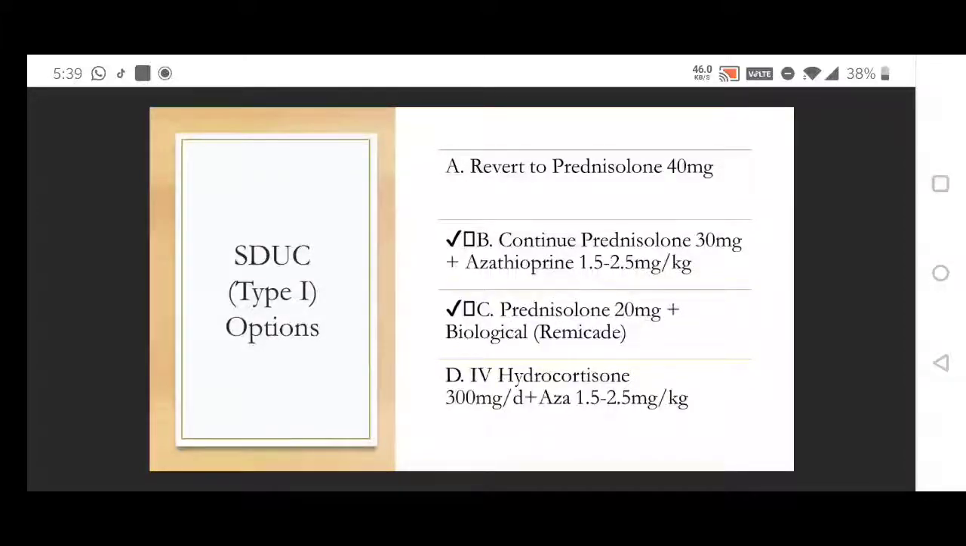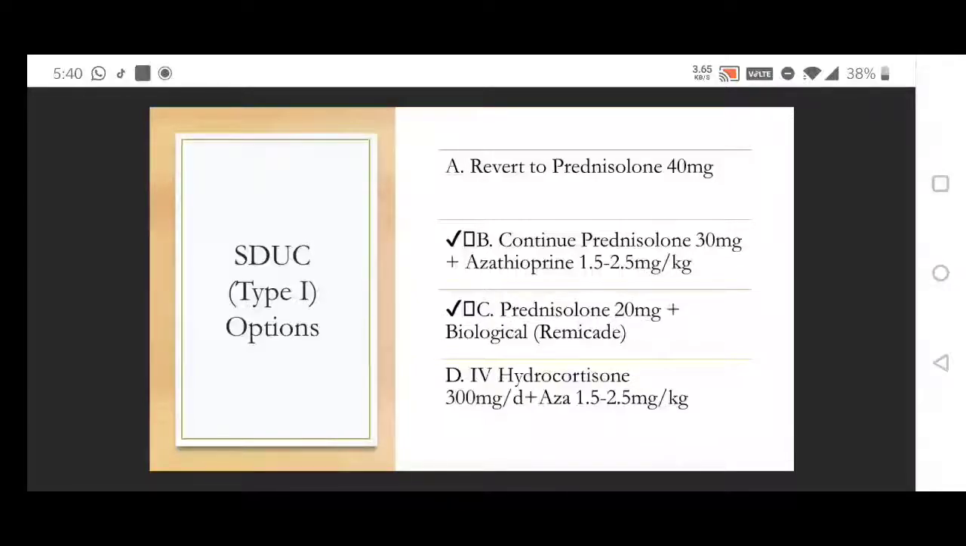Now, what about the first? Somebody that revert back to prednisone, that would not be a great choice, because if you go back to 40, and when you come down to 20 on subsequent, again the patient is likely to show the same thing. So let's not go into this choice. So the two right answers, as I said, medicine is more of an art than a science. You can have more than one right option. You can continue prednisolone 30 milligram, and this is the step up.